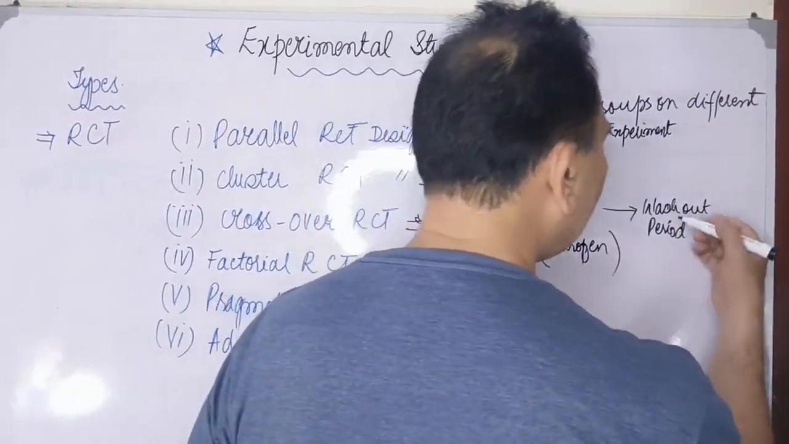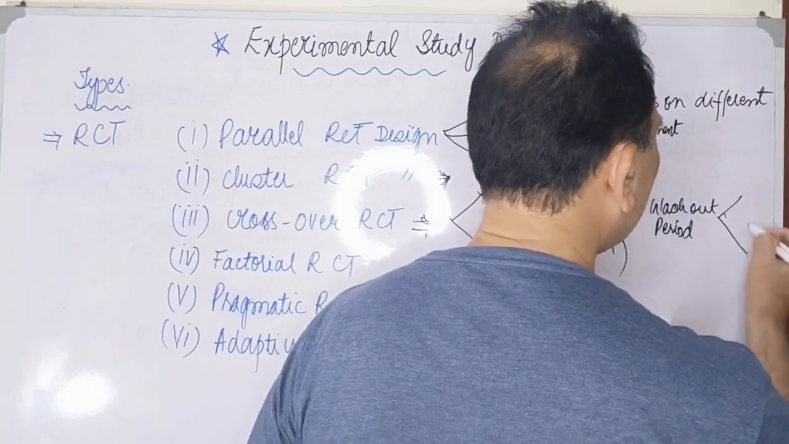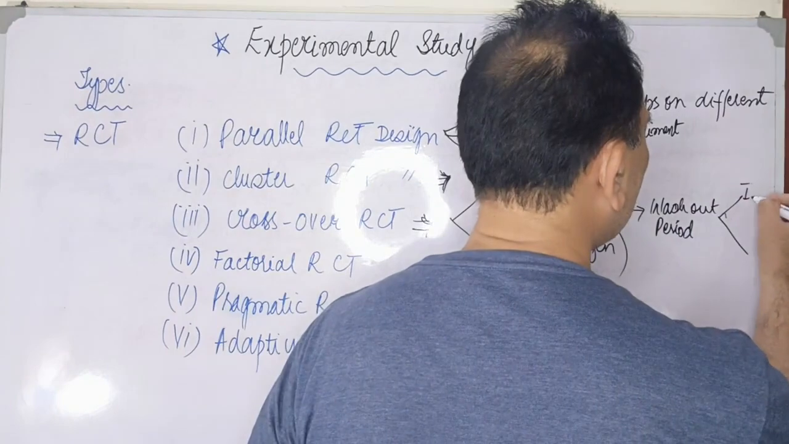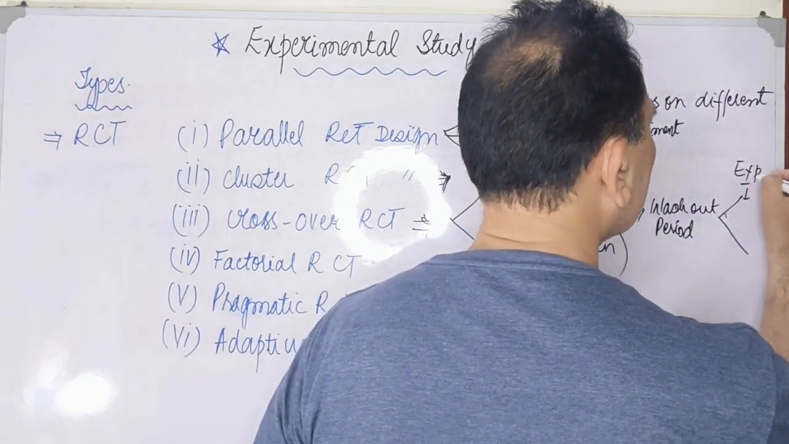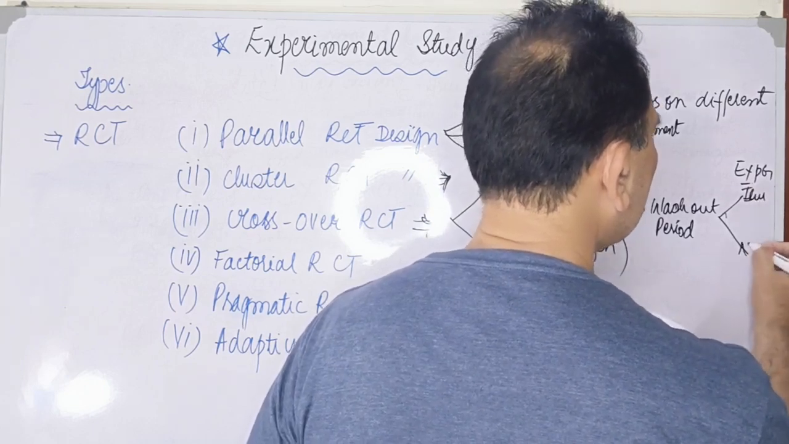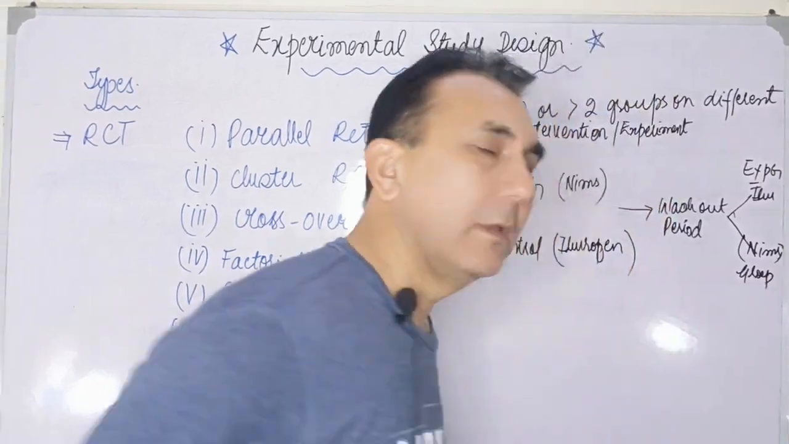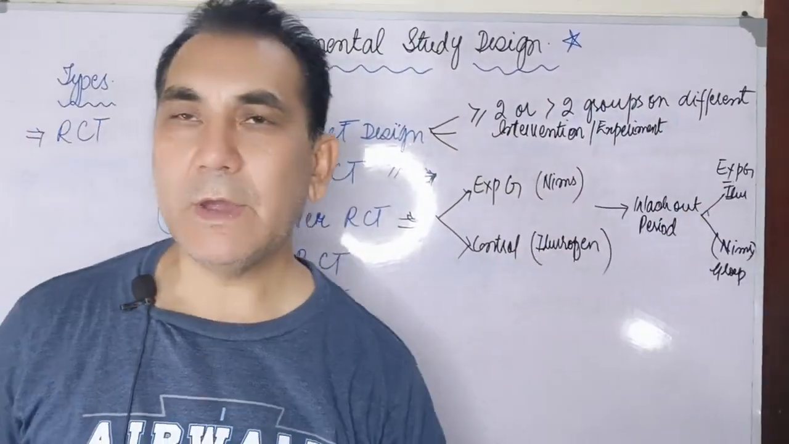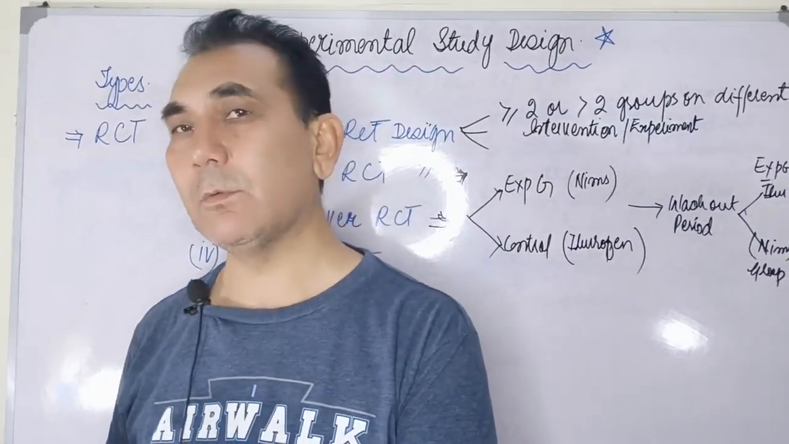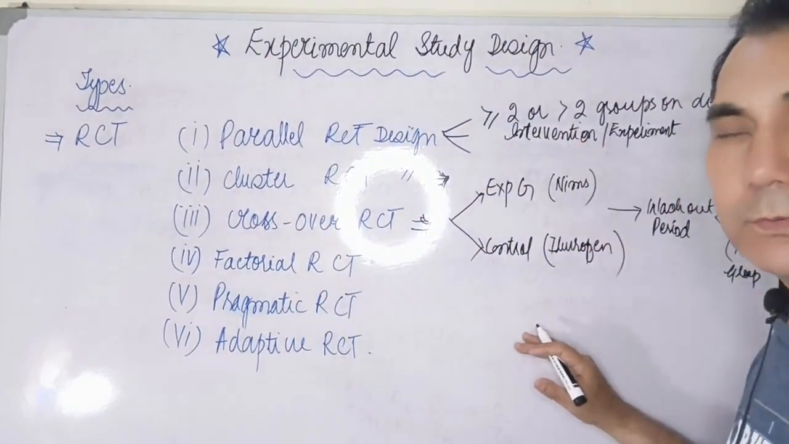Then after that washout period, he randomly assigns NIMS and ibuprofen, the ibuprofen to the experiment group and the NIMS to the control group, and again sees the effects of both drugs, the NIMS and the ibuprofen, on the experiment group and the control group.